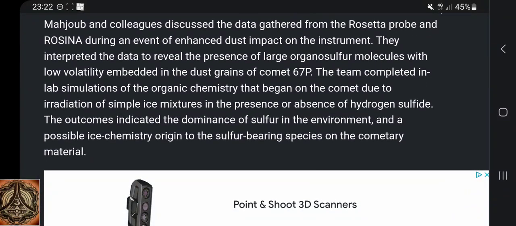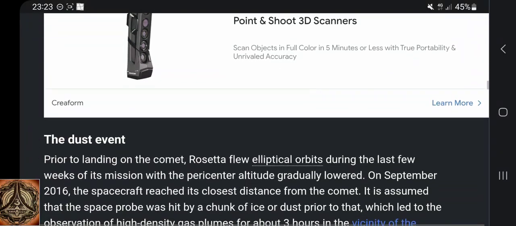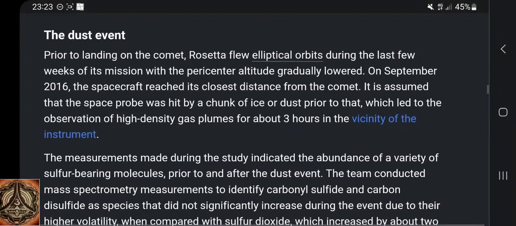The outcomes indicate the dominance of sulfur in the environment and a possible ice chemistry origin to the sulfur-bearing species on the cometary material. Yeah, I could say, I think, it seems like it could be very well possible that my claim that the sulfur has its origin on Venus isn't that crazy anymore. But let's go on. The dust event.